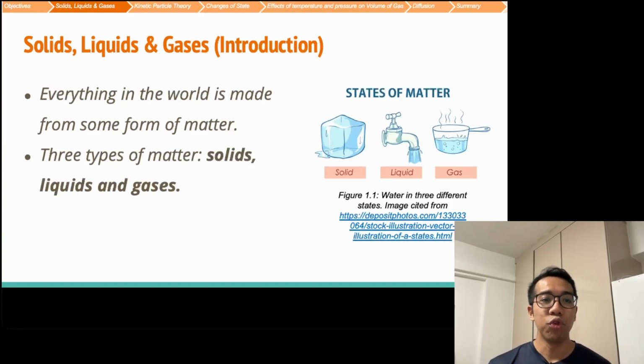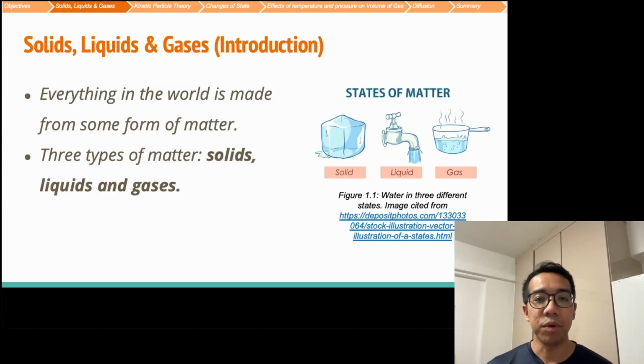So let's go through from the very beginning and what are solids, liquids, and gases. One thing you have to understand for this and subsequent lectures is that everything in the world is made up of some form of matter. They are basically made up of tiny particles. But actually everything in the world exists in three types or three states of matter. At least that is what you need to know for now. And the three states that I am talking about are solids, liquids, and gases.